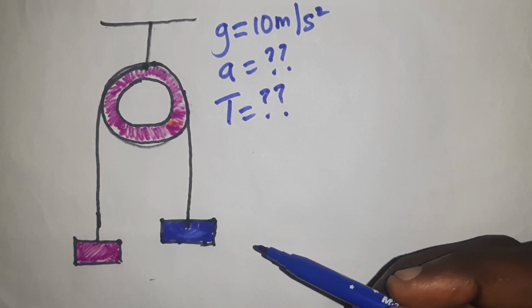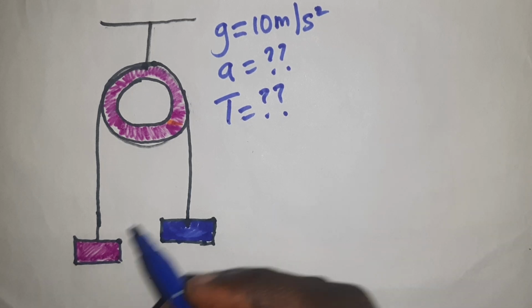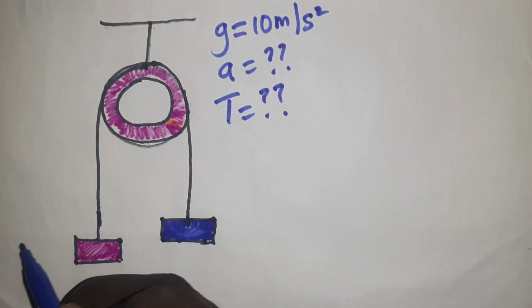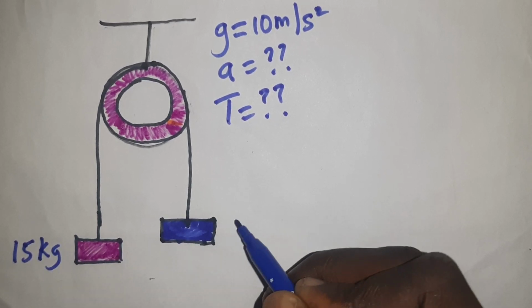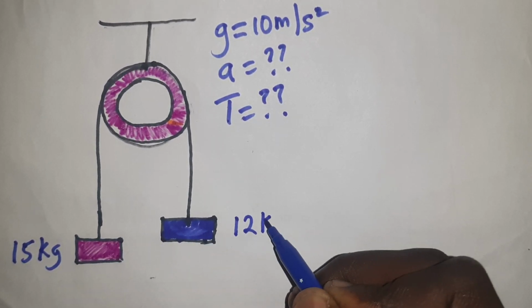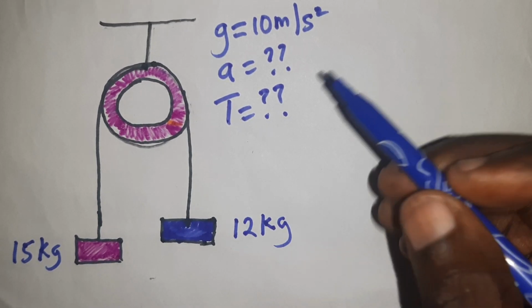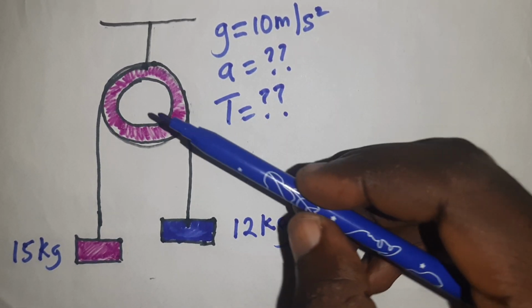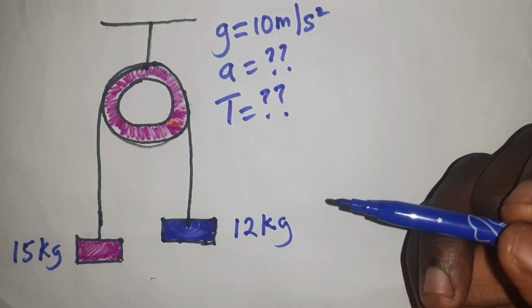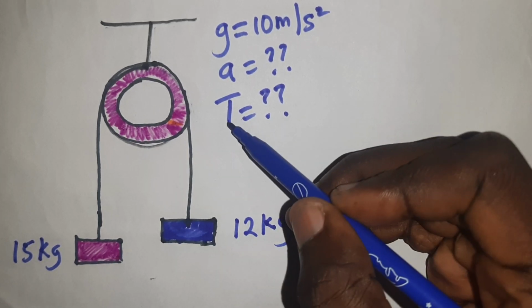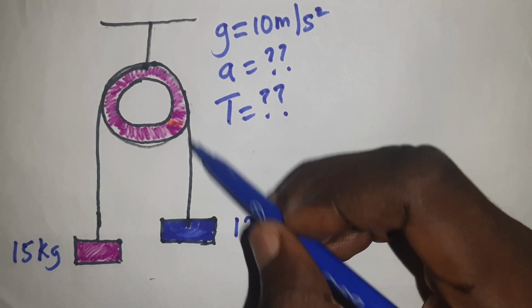Okay, so in this video we have a pulley, and let's assume we have some masses. Let's have this one as 15 kilogram, and here is 12 kilogram, and we are asked to get the acceleration with which the masses move when released from rest. And of course, we are also asked to find the tension in the string.